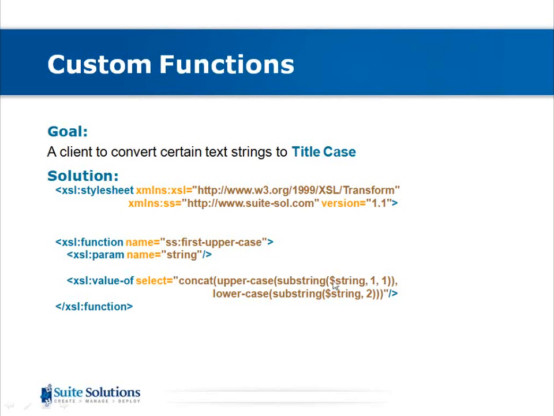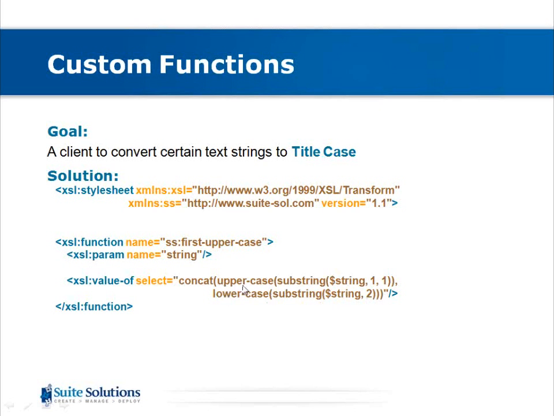In other words, we take the first character of the string and we convert it to uppercase, and then we take a substring starting from the second character and continuing towards the end of that string. We take that and we convert all of it to lowercase.